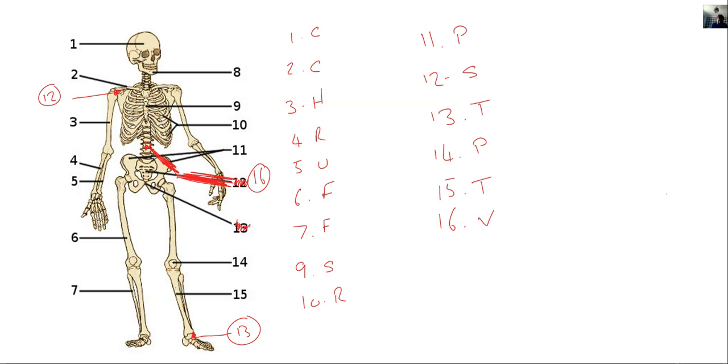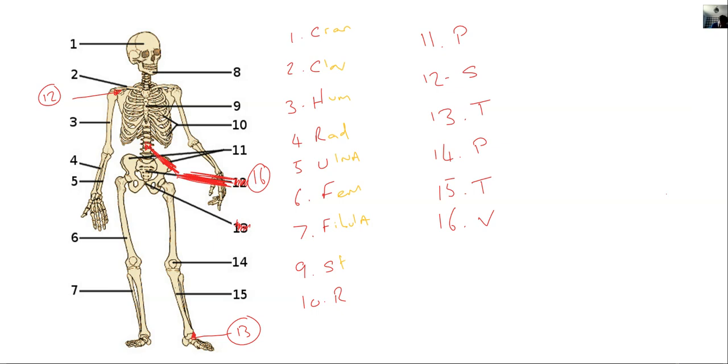Okay, let's start working our way through the answers very quickly. I'm not going to write these in full, chaps. Okay, I'll just half write them. So you have got cranium, clavicle, humerus number 3, radius number 4, ulna number 5, femur number 6, 7 is the fibula. All right, make sure it says fibula, not tibia. Okay.